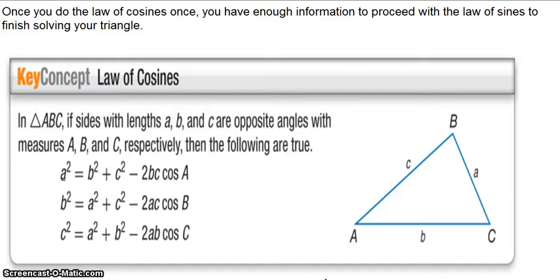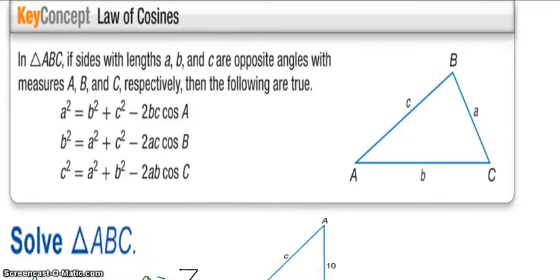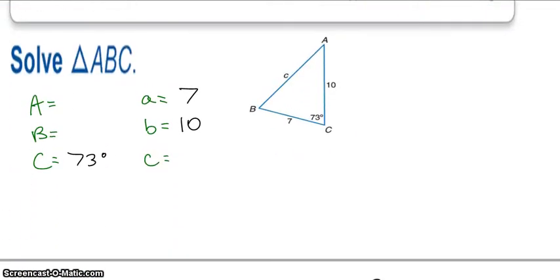You only have to do the law of cosines once, because once you do it once, you have enough information to use the law of sines. And law of sines is a little bit easier and much less bulky, so it'll be a lot easier to work with. So let's take a look.